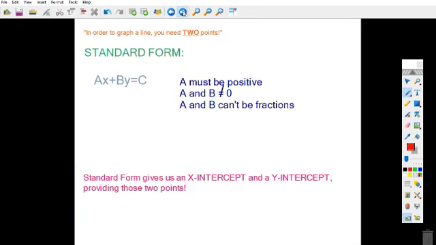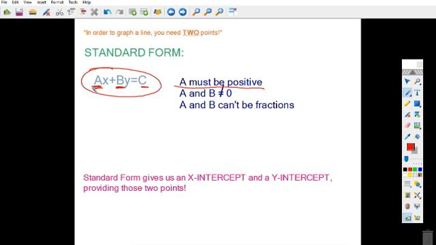All right, so now what we're talking about today, remember I said it's called standard form. What standard form means is our equation is going to look like this. AX plus BY equals C. All right, there's a couple rules. A, B, and C are all just numbers, okay? But A has to be positive. This number right here, A, cannot be negative.